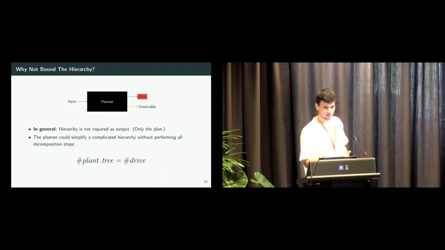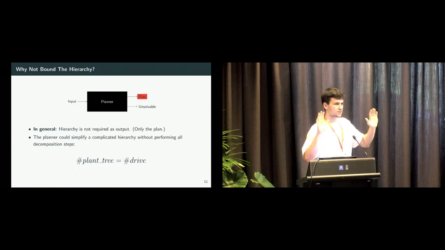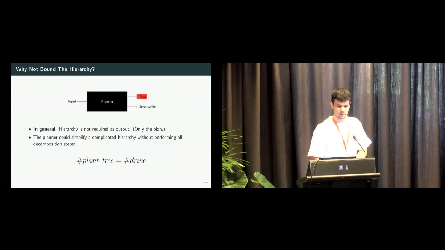So for example, in our running example, this could be realized by just using this equation, right? We just want the plan tree to be the same amount as the drive actions. And this is a lot easier to do than to do all of these decompositions.